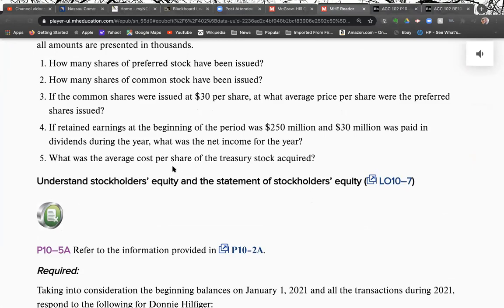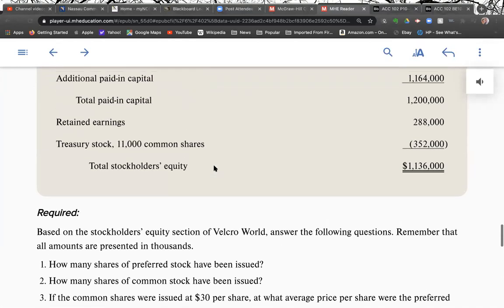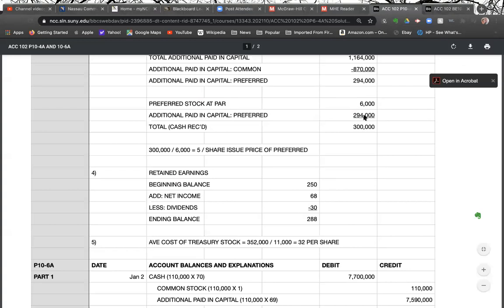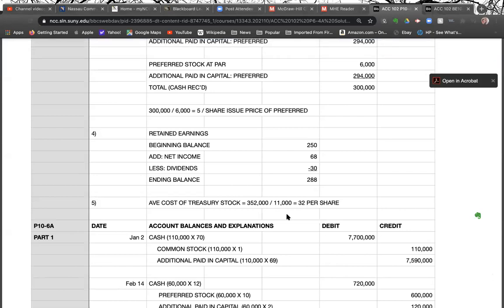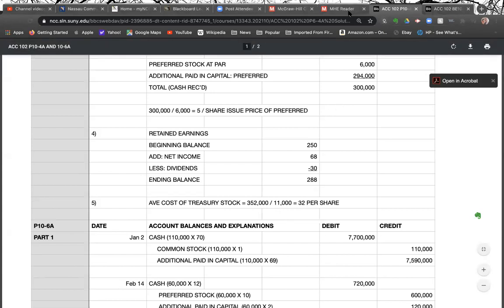Okay, and this one's pretty easy, I think. What's the average cost per share of the treasury stock acquired? Well, it's 352 divided by 11. 352,000 divided by 11. I bought 11,000 shares. I paid a total of 352,000. What was the average price per share that I paid to buy it back? So 352 divided by 11 is $32 a share. $32 a share. Okay. So that takes us through that.